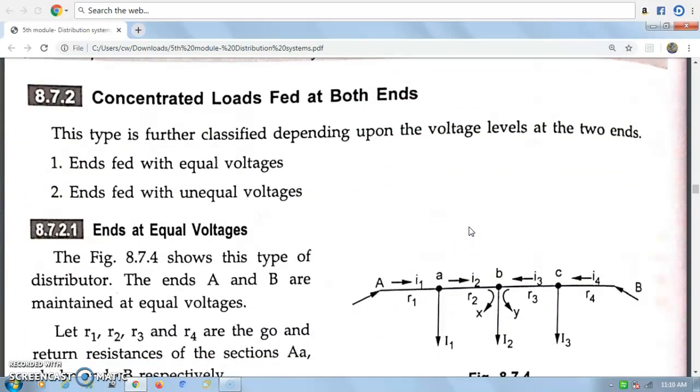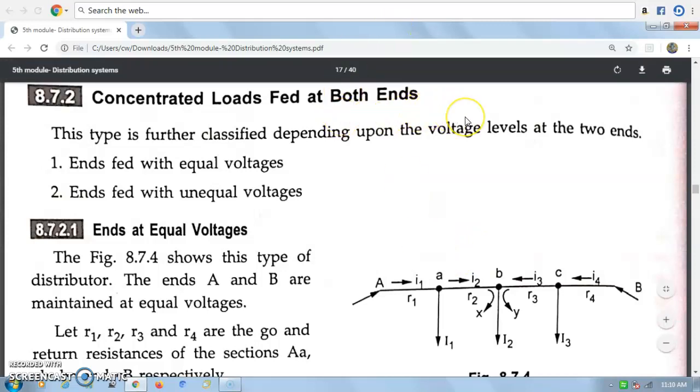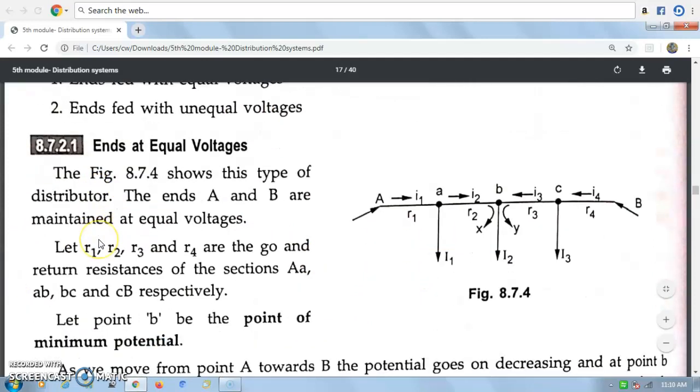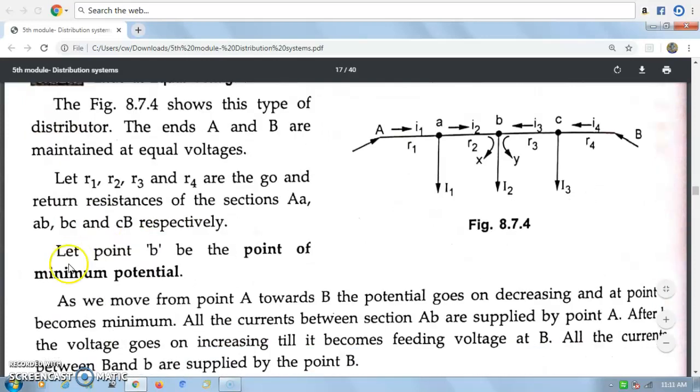Next, concentrated loads. Just now we studied concentrated loads fed at only one end. Let's have a discussion on concentrated loads fed at both the ends. In this type, at both ends we are sending the voltage, but they may be equal or unequal voltages. First we have to see equal voltages. From A to B, equal voltages are maintained, with R1, R2, R3, R4 the resistances mentioned here.